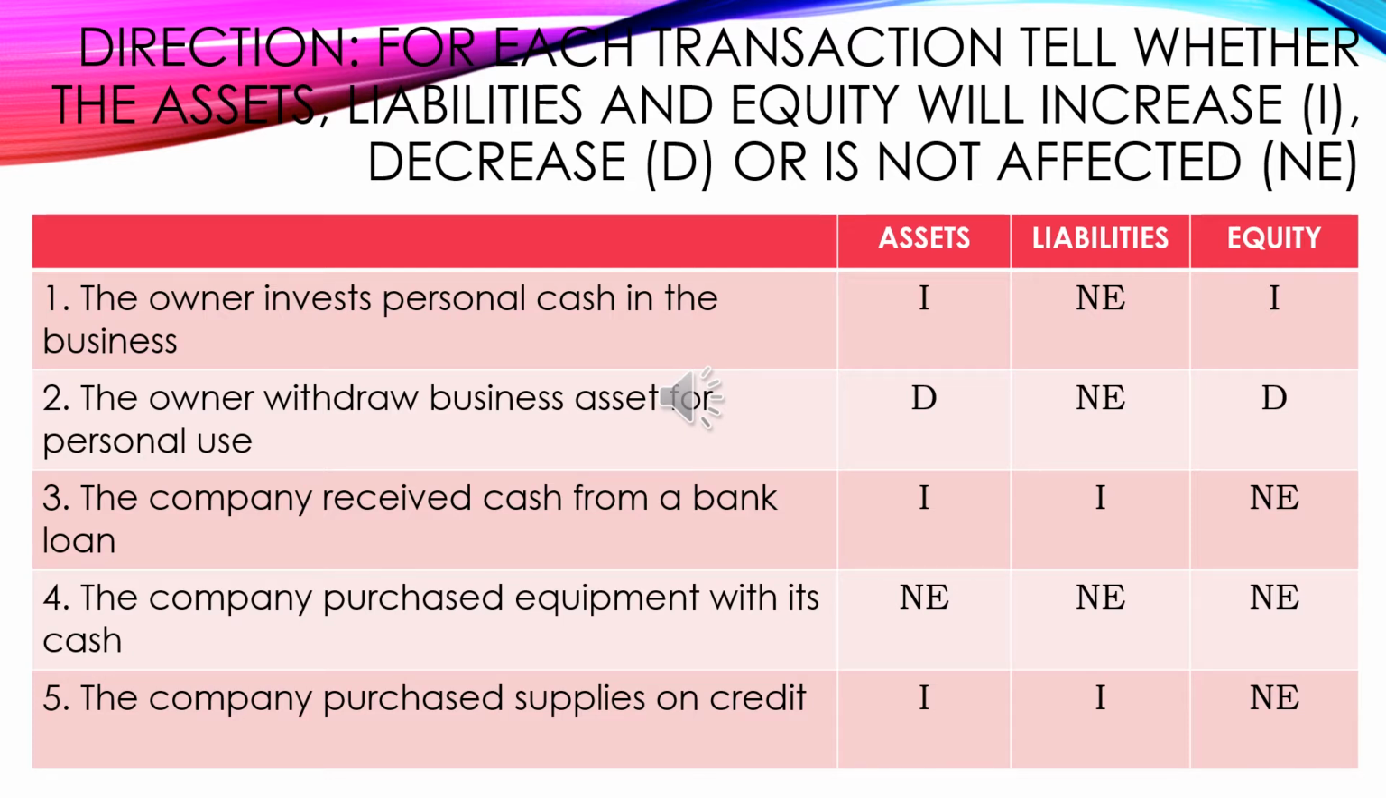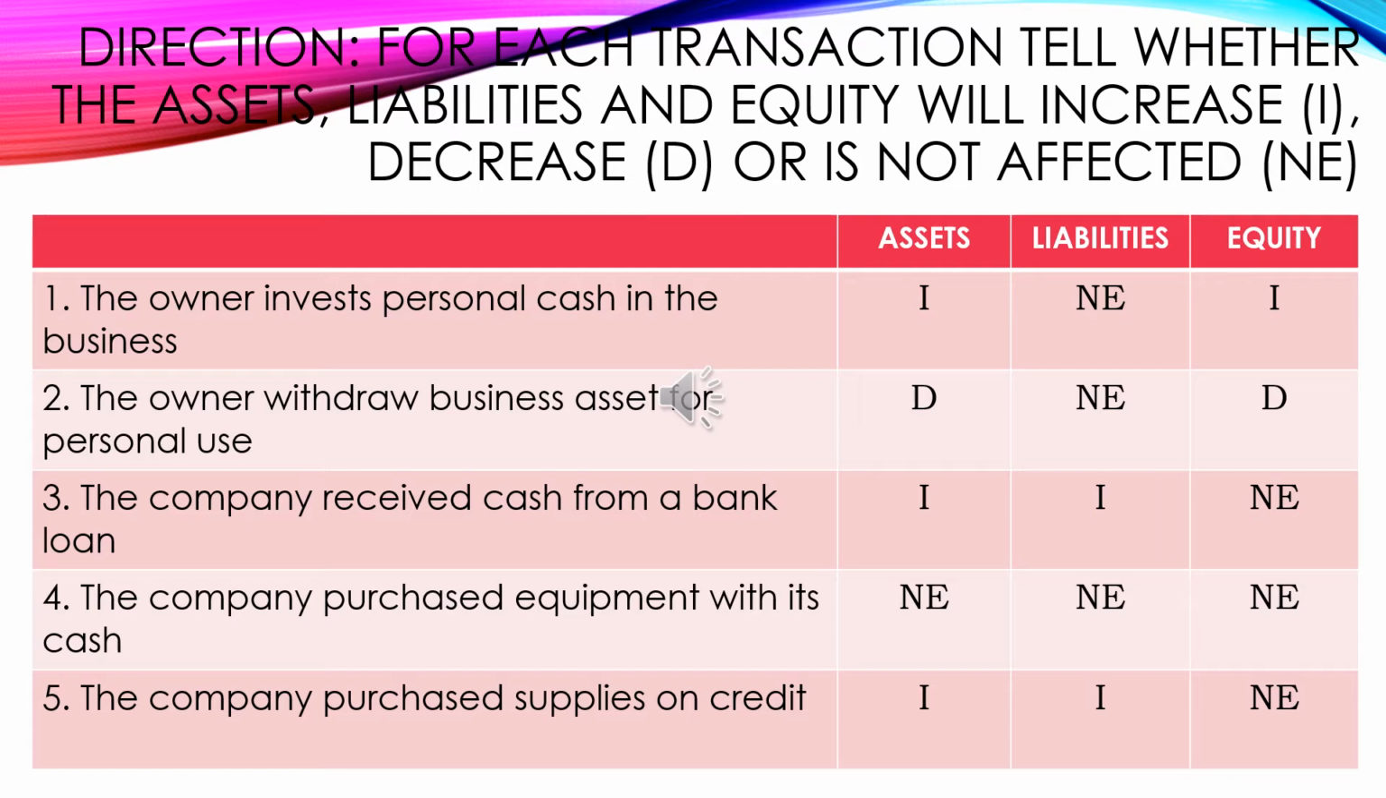Next, for transaction number 4, the company purchased equipment with its cash. As we can see, equipment is an asset and cash is also an asset. So the company purchased equipment. When the company purchased equipment, that means the equipment will form part of the asset of the business, and that is an increase on the asset of the business.